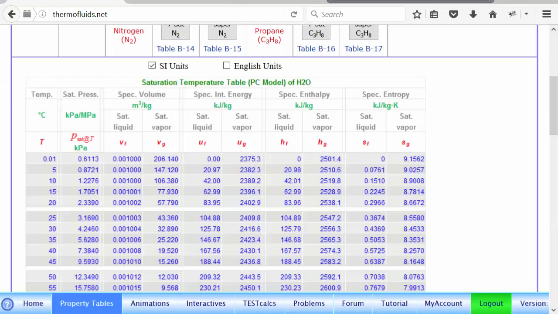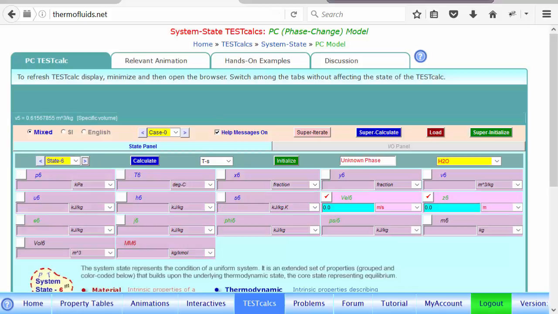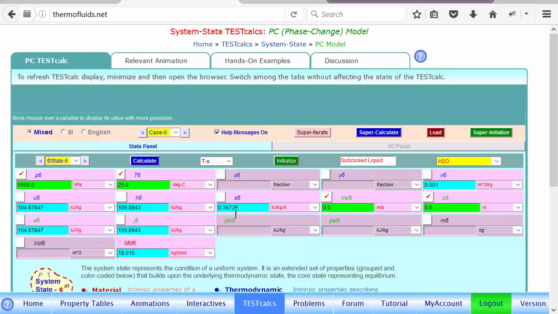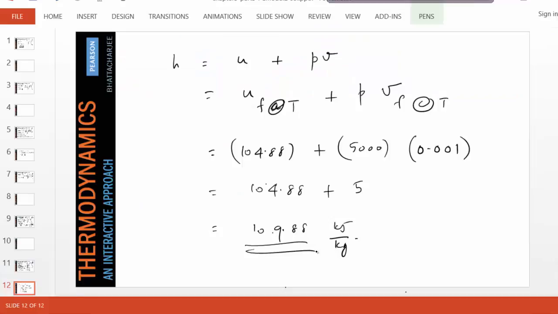And of course verification is all the same thing. We go to the test calc and say we want to find state 6. What is given? Pressure is given to be 5,000 kPa, and temperature is given to be 25 degrees Celsius. And you'll notice the phase composition will be displayed as subcooled liquid. And yes, we found entropy verified, and enthalpy 109.89, and we found 109.88. Really accurate. So the answer is verified.